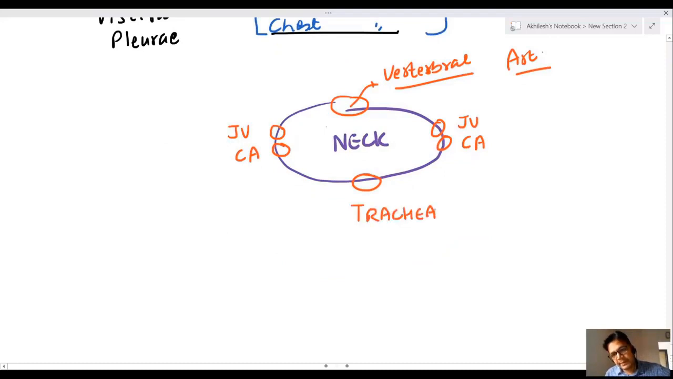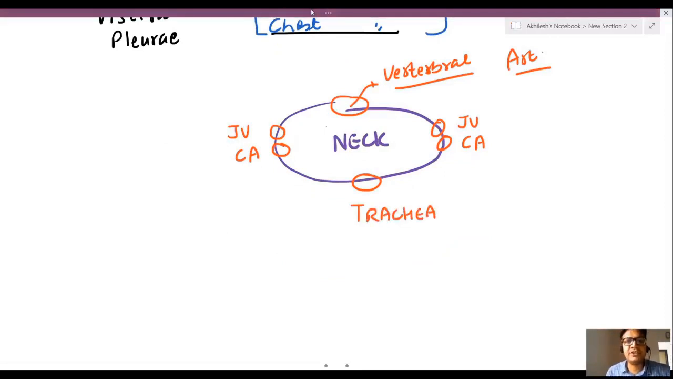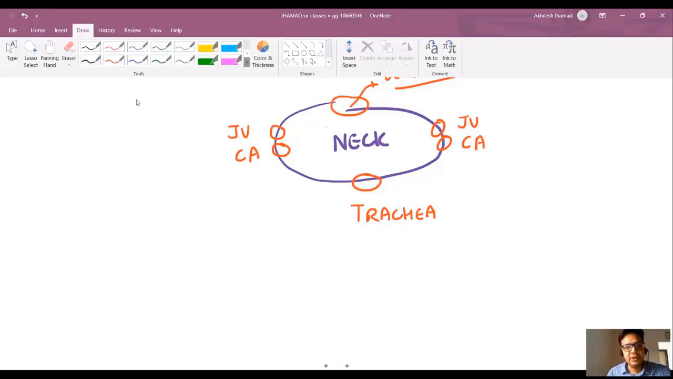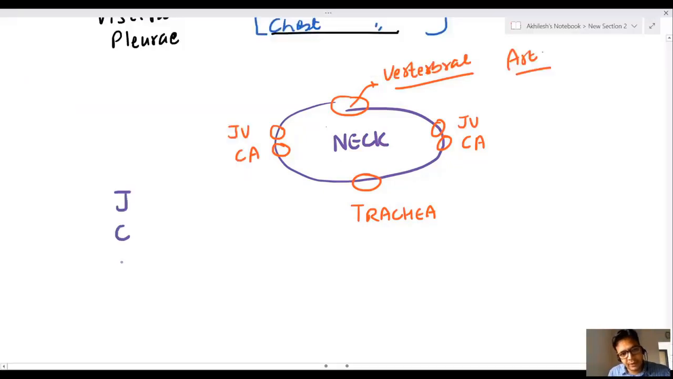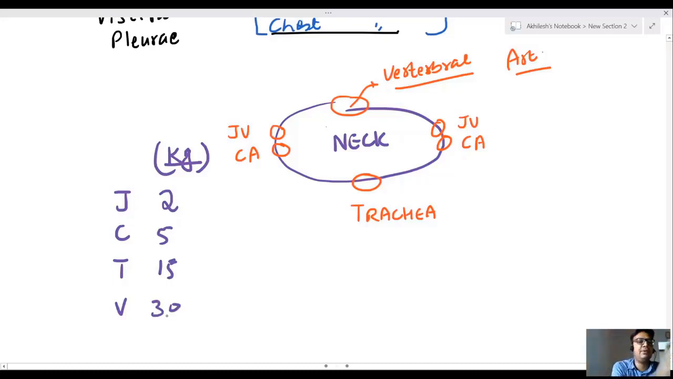What amount of pressure is required to obstruct these structures? You can remember by a simple mnemonic, JCTV. For the jugular vein, 2 kilograms; for the carotid artery, 5 kilograms; for the trachea, 15 kilograms; for the vertebral artery, 30 kilograms.